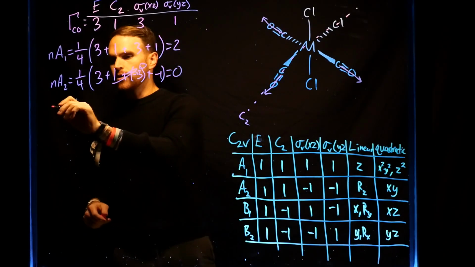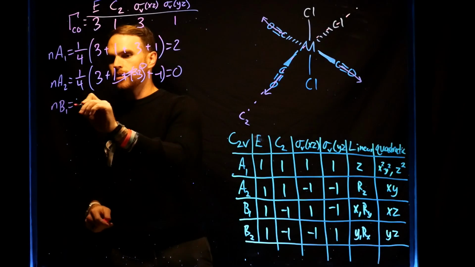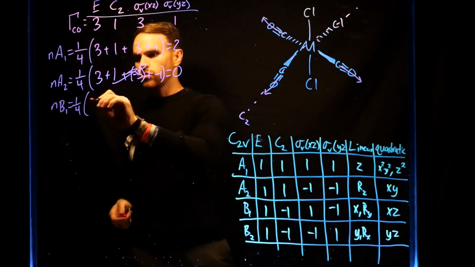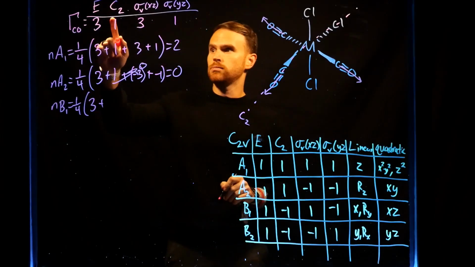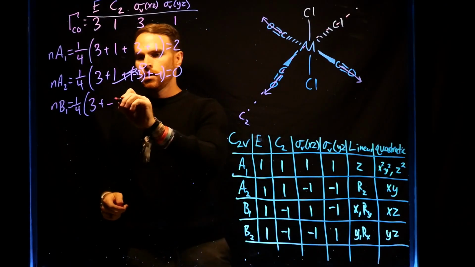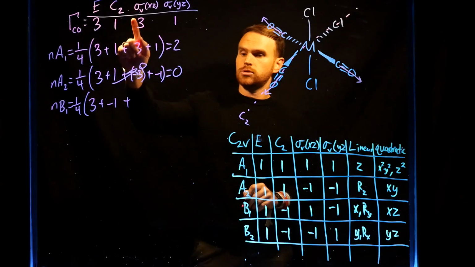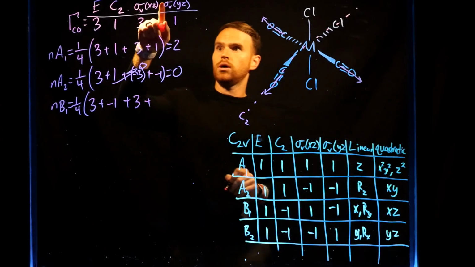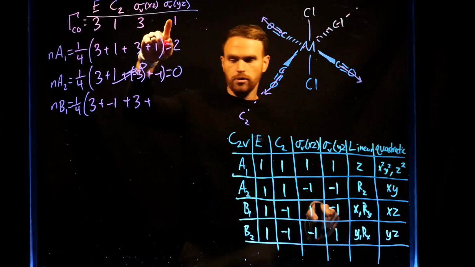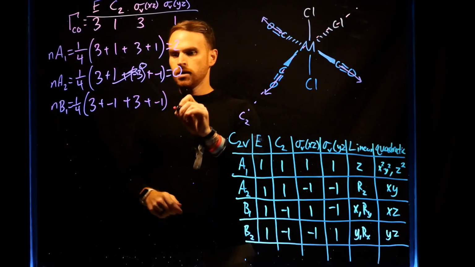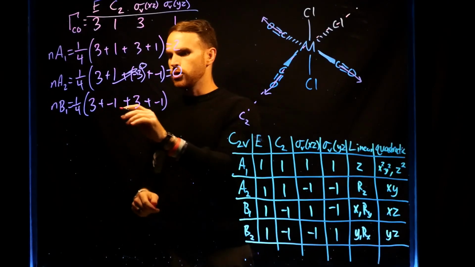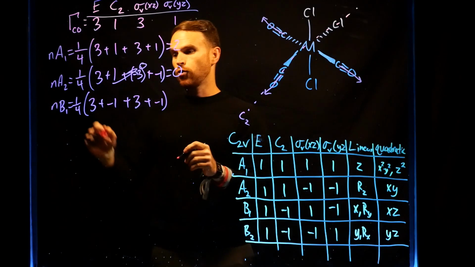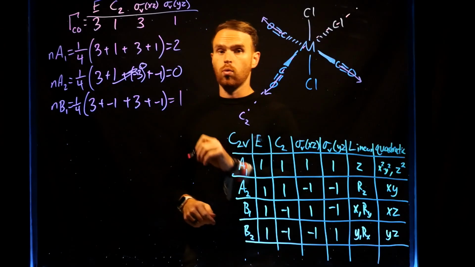Now if we go to figuring out for B1 how many there are, we have a 1 over 4. We got 1 times 3 times 1, which is 3, plus 1 times negative 1, plus 1 times 3 times 1, which is 3, plus 1 times negative 1, which is going to be a negative 1. So this means that we end up with 3 minus 1 is 2, plus 3 minus 1 is 2. That gives us 2 plus 2, which is 4. 1 over 4 times 4 is equal to 1.